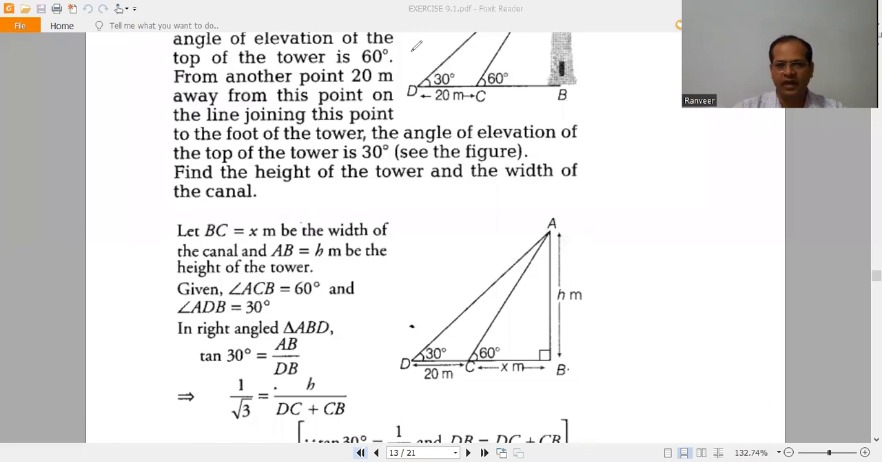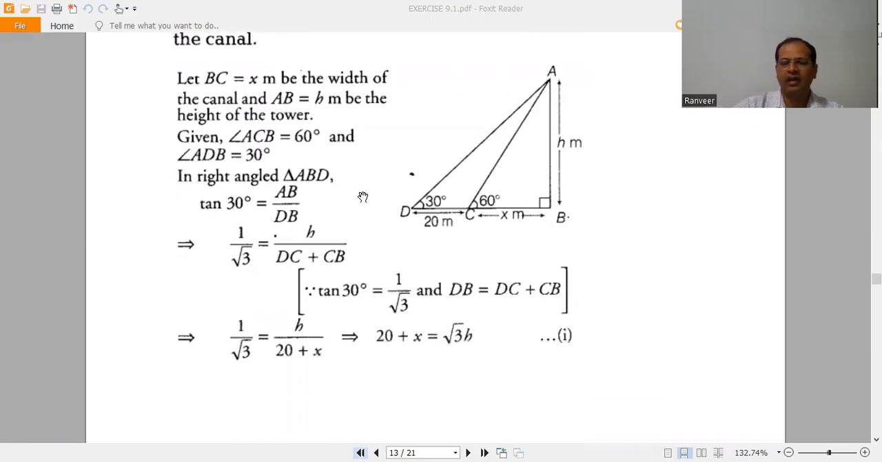So whenever two triangles are there, first of all, we have to take one triangle. After that, we take the other triangle and substitute the value. This tan 30 equal to 1 by root 3. We can write H by 20 plus X. So 20 plus X equal to root 3 H.